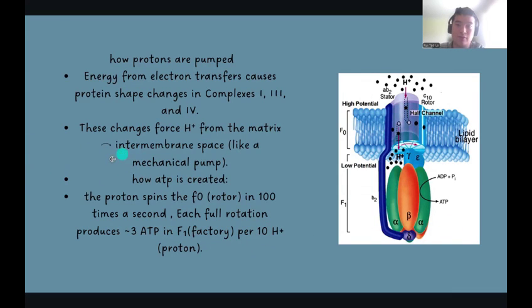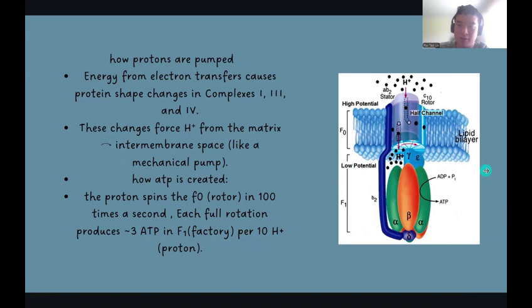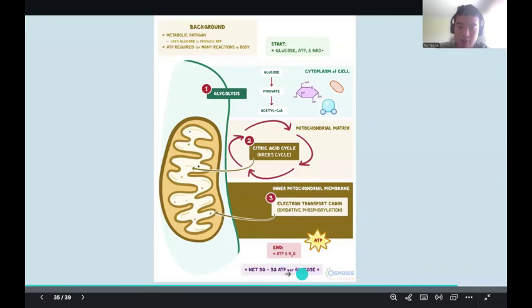So you make ATP at the first step, the glycolysis of cellular respiration. And then this step also creates ATPs. And then it adds up to 30 to 32 ATP per glucose.